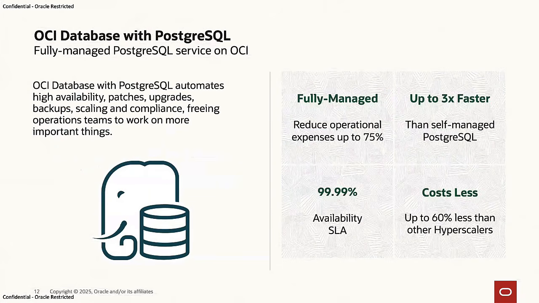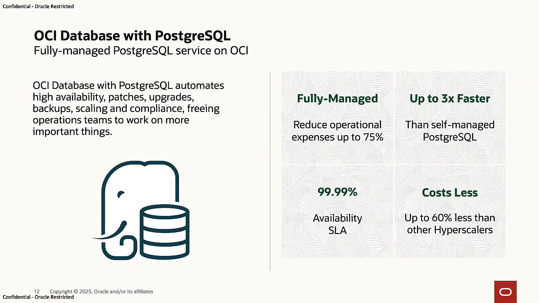So that's where a managed service comes in, right? So the fully managed Postgres service on OCI, we automate all of the operational overhead for you. So that's high availability. We have high availability built in as part of our offering. We manage patching for you, upgrades, automatic backups, scaling, compliance. So you, as your development team, get to do what you enjoy, which is building out the features that you care about for your customer, right? You don't have to self-manage any of the operational overhead of Postgres. That's done for you. So operational expense can drop up to 75%.